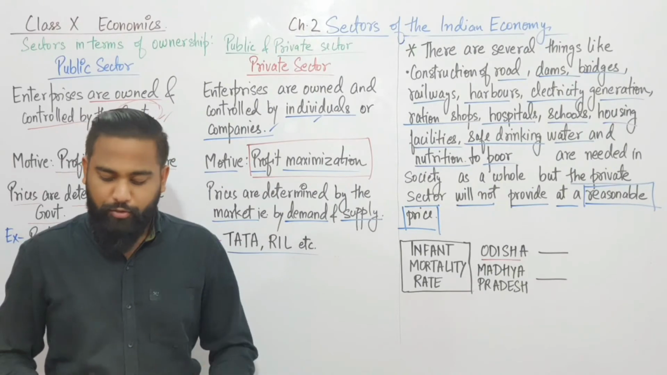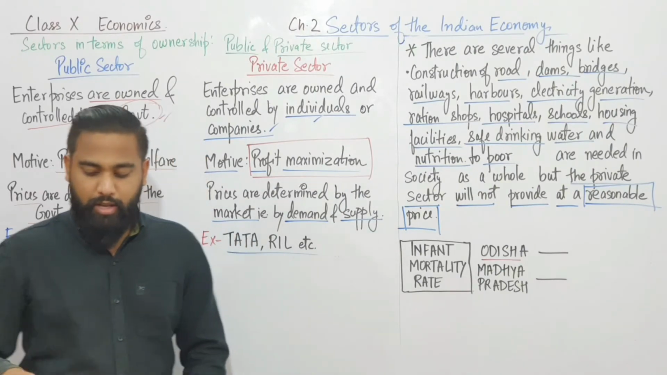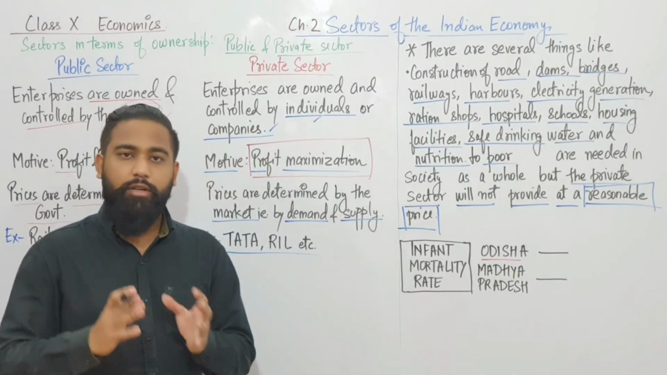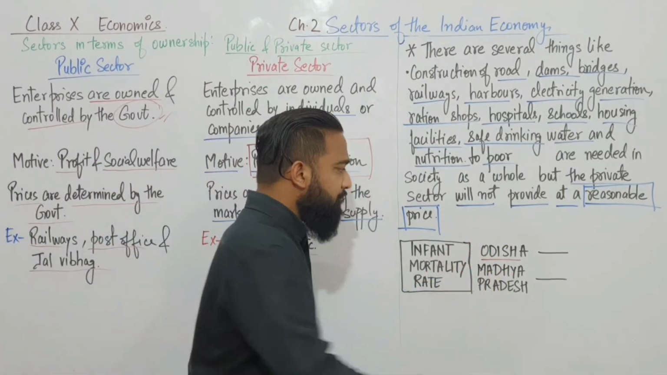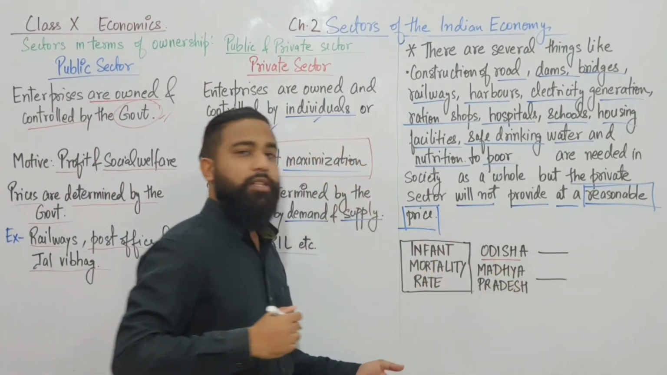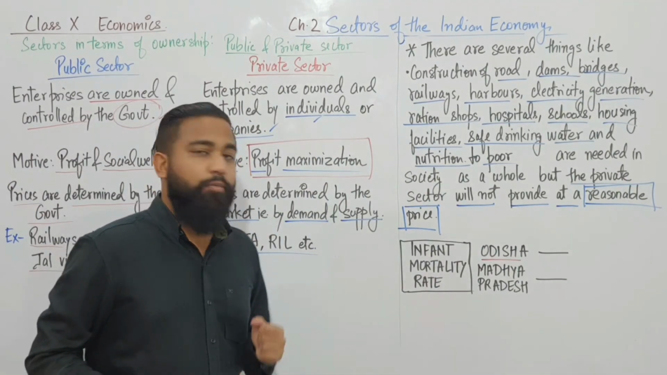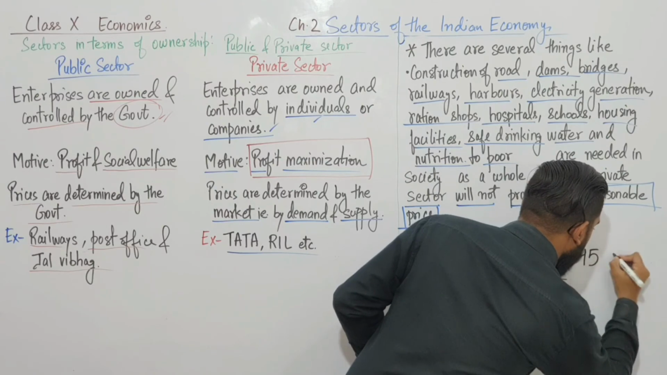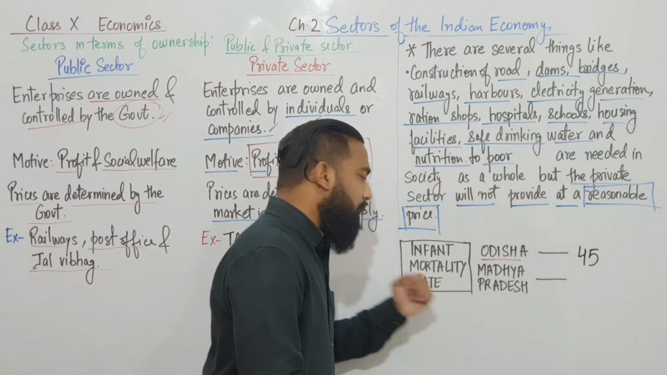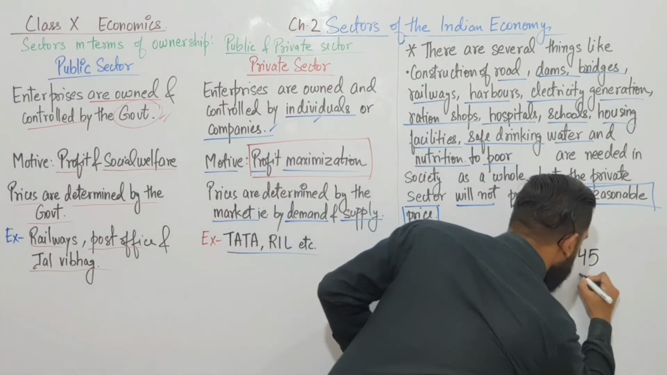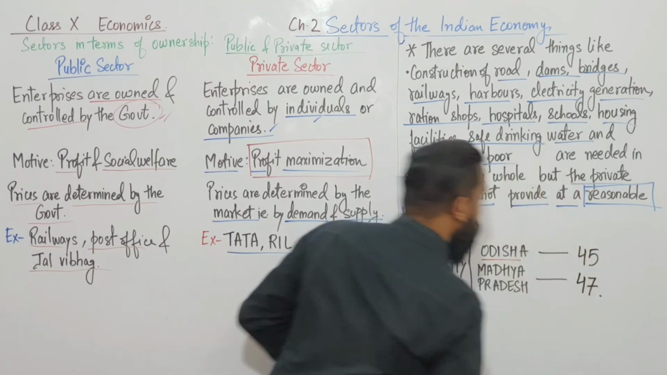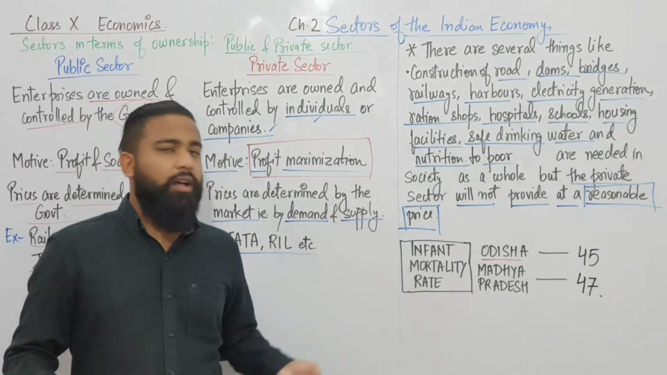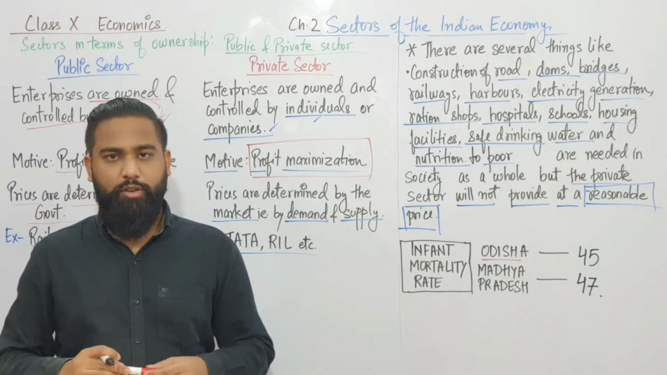Friends, the last topic for today and for this chapter is the infant mortality rate. You have to learn the infant mortality rate of two states, which are Odisha and Madhya Pradesh. The infant mortality rate of Odisha is 45 and the infant mortality rate of Madhya Pradesh is 47. So you have to learn it by heart. Maybe it can come in your MCQ question for 1 mark.